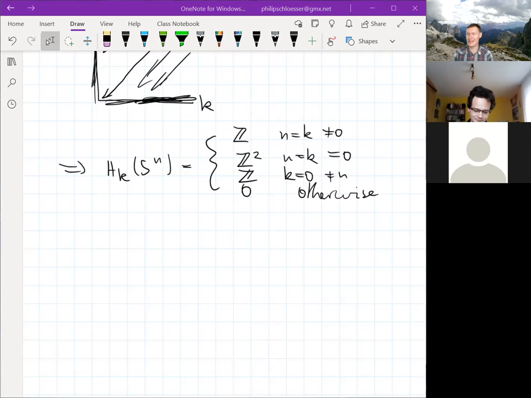Secondly, H1. Well, it sort of looks like paths. I mean, we're looking at one-simplices that have no boundary, meaning that their endpoint is equal to the point where they begin. So we're looking at loops, and everything is fine with homotopy, so it sort of looks like the fundamental group, right?